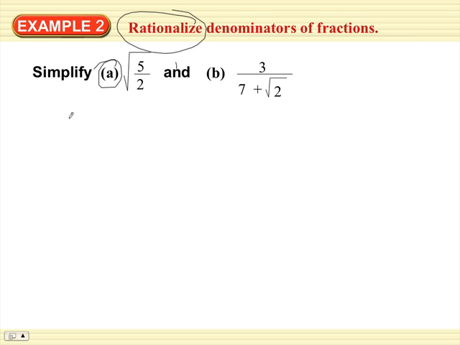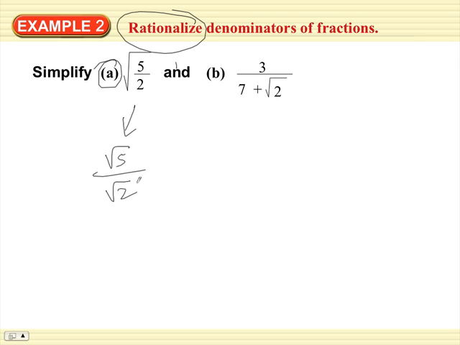Rationalize square root of 5 halves. If I were doing letter A, I would do step 1, square root of 5, square root of 2. I'd split it up using my property. And then I look at this and say, I can't do this, I can't do this, so I should be done. But remember that rule.